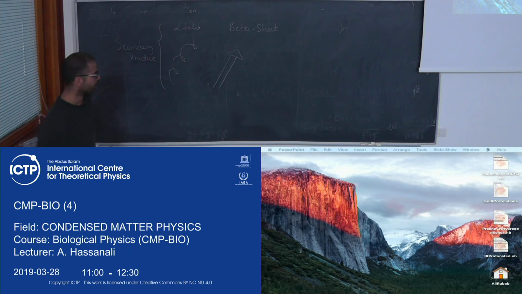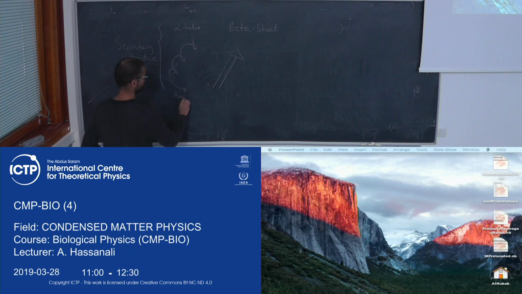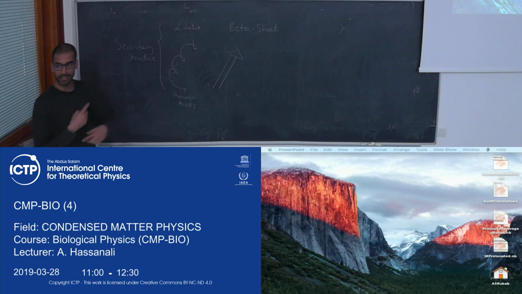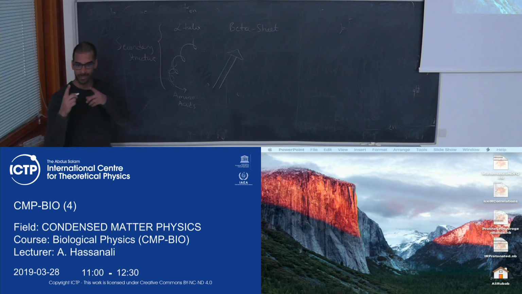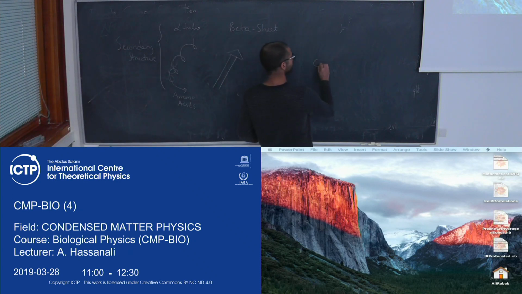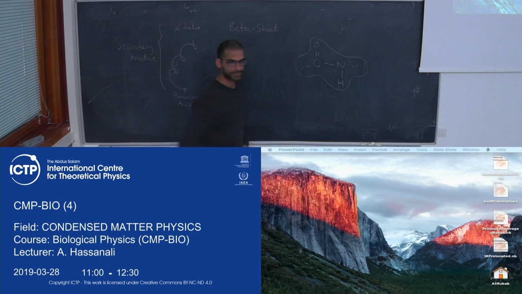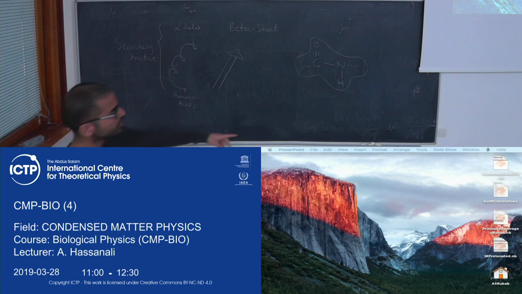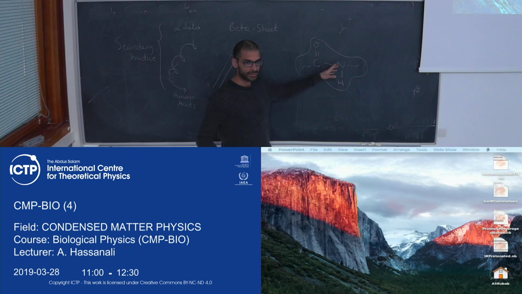Both of these are made up of amino acids. What links amino acids together? Amide bonds. And amide bonds have this as the building block. Okay? How much energy do I need to break this bond? 100 kJ, okay, so several eV.